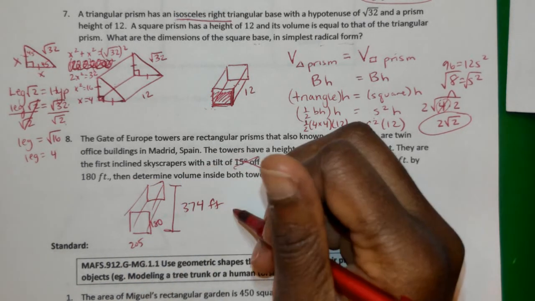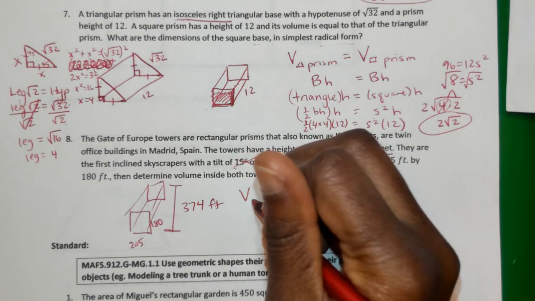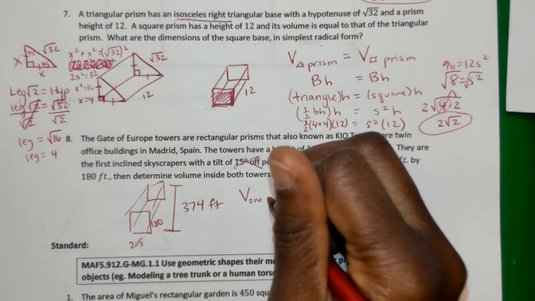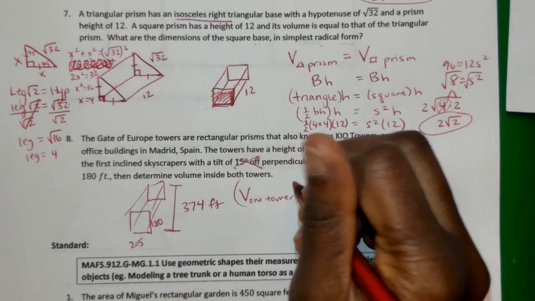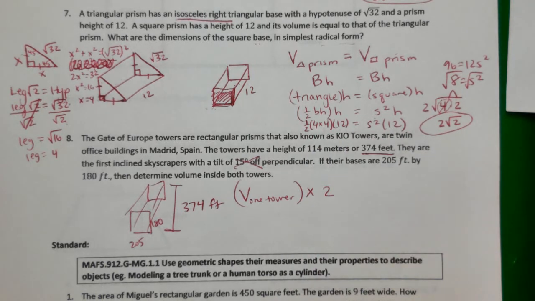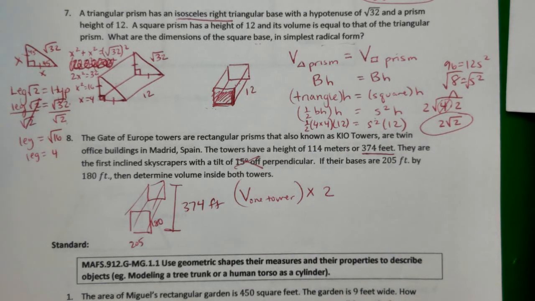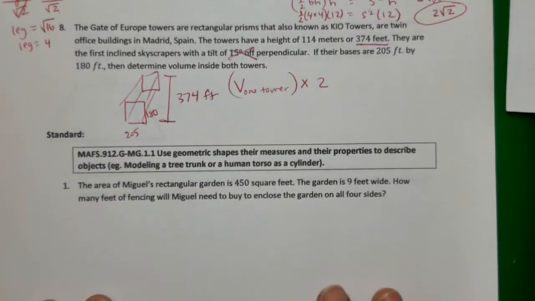And then there are two of them. So whatever you get for the volume for one tower, at the end you just want to times that by 2. Okay, so I'll let you get the volume of the rectangular prism because you should be pretty familiar with that.